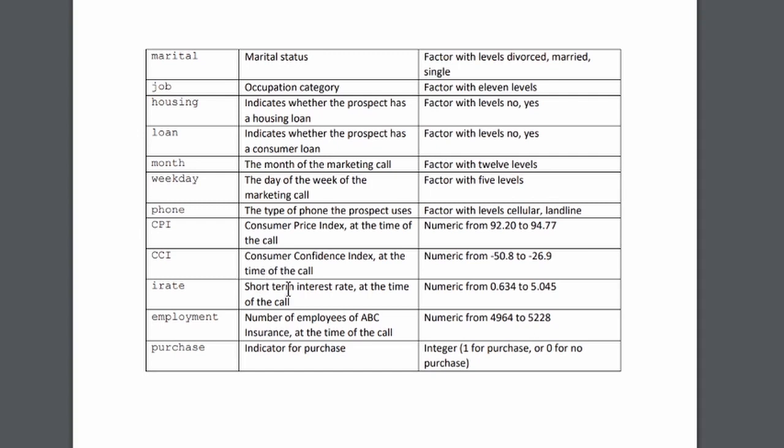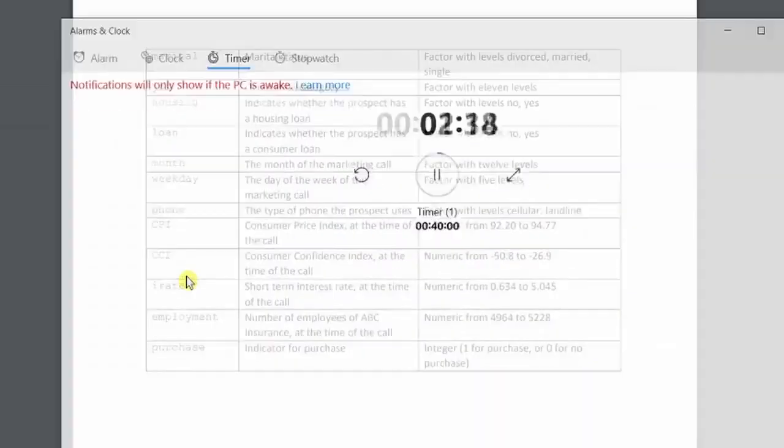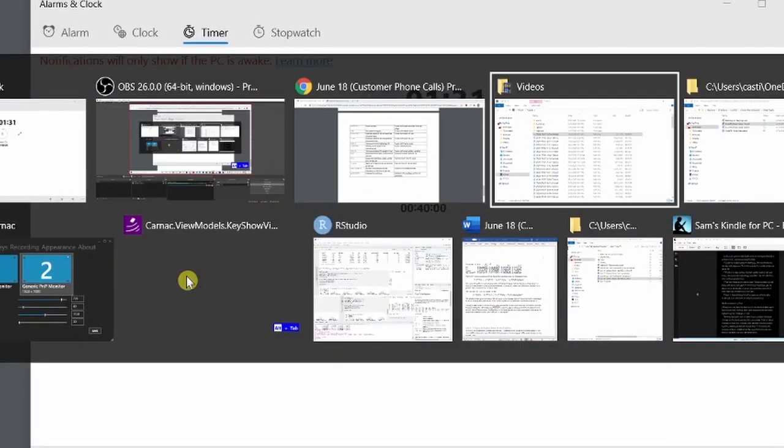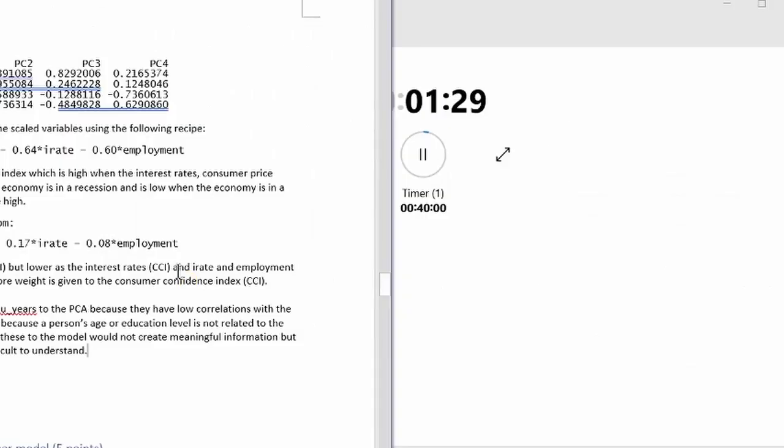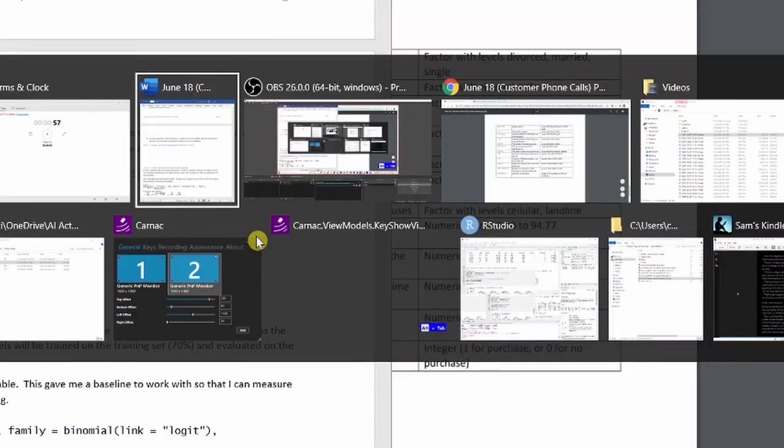And I rate is the short-term interest rate. And employment is the number of employees of ABC Insurance at the time of the call. So you're looking to create a principal component analysis, which simplifies these variables down into a subset of principal components. So let's look at the R code that they provide.